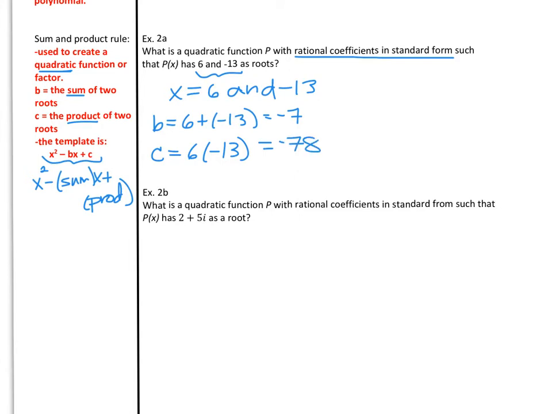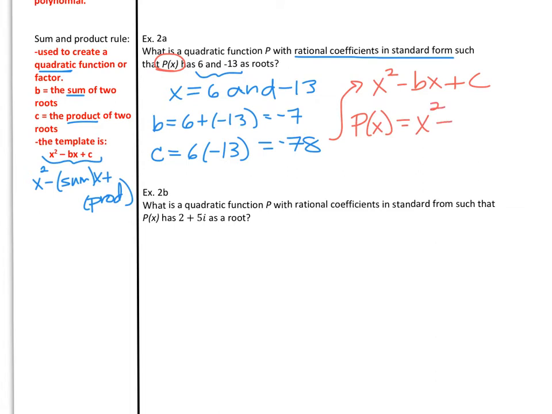Once you know the sum and the product, we literally just follow the template. So taking that information, if we write it out as x squared minus bx plus c, oh, I forgot the p of x. So we're going to write p of x equals. We'll be official with our function notation. The x squared will never change. That stays the exact same.